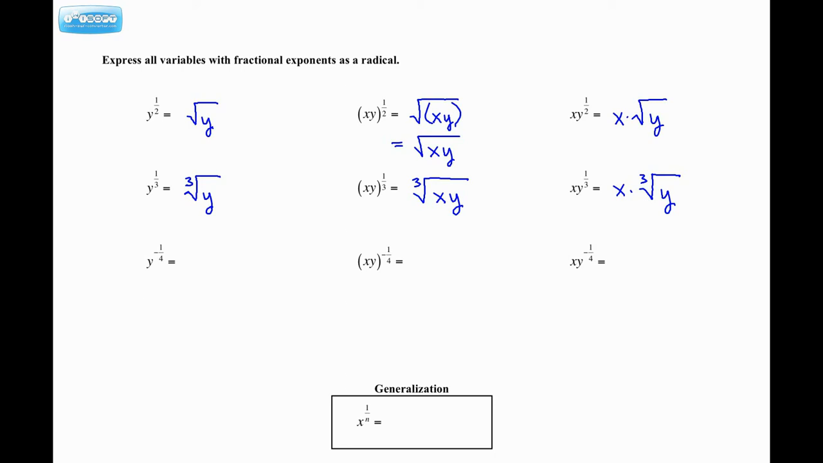Okay, y to the power of negative 1/4. Well, by convention, okay, we don't want this little index here, in this case 4, to be negative. So before we convert this to a radical, we want to make this exponent positive, and we already know how to do that. It becomes 1 over y to the 1/4. Now we can write this as a radical.